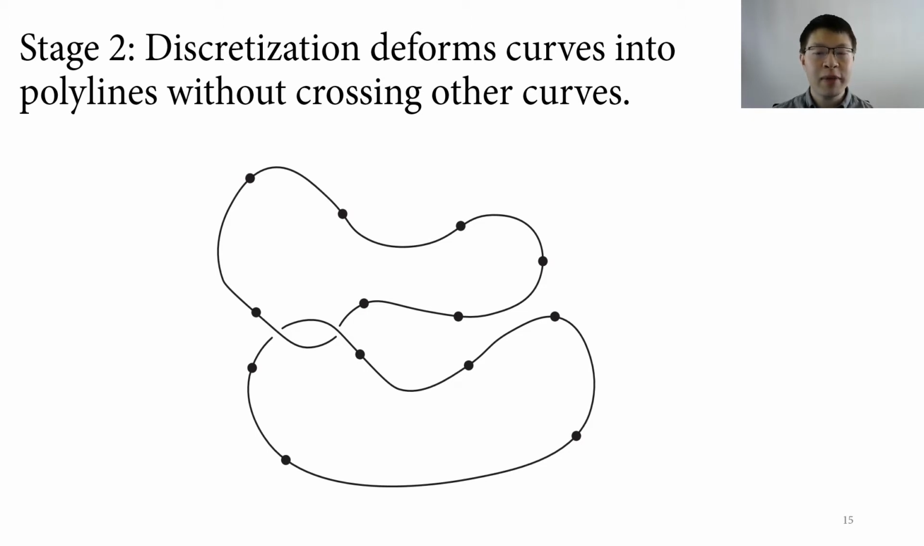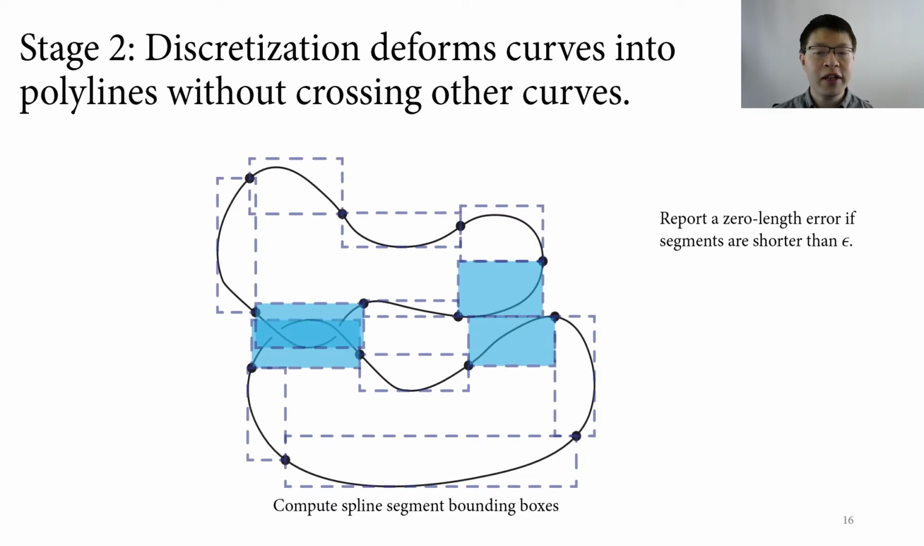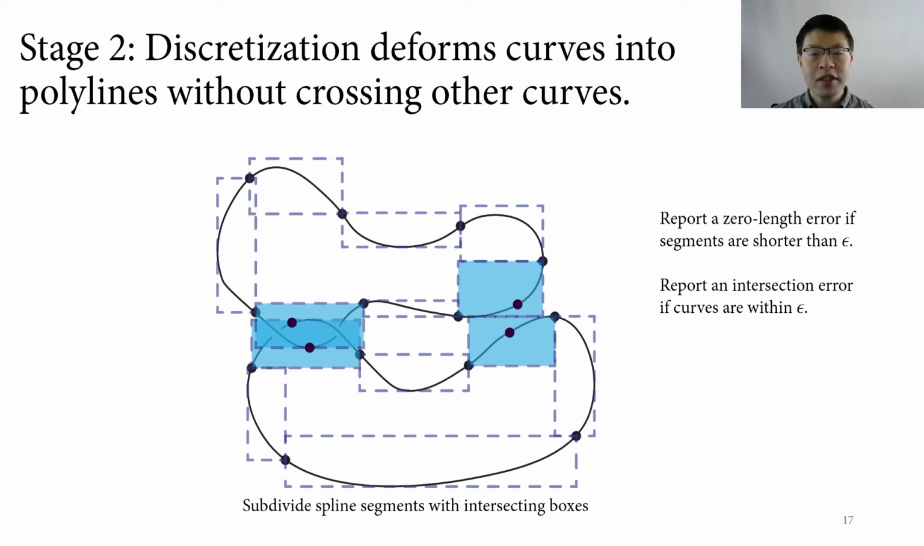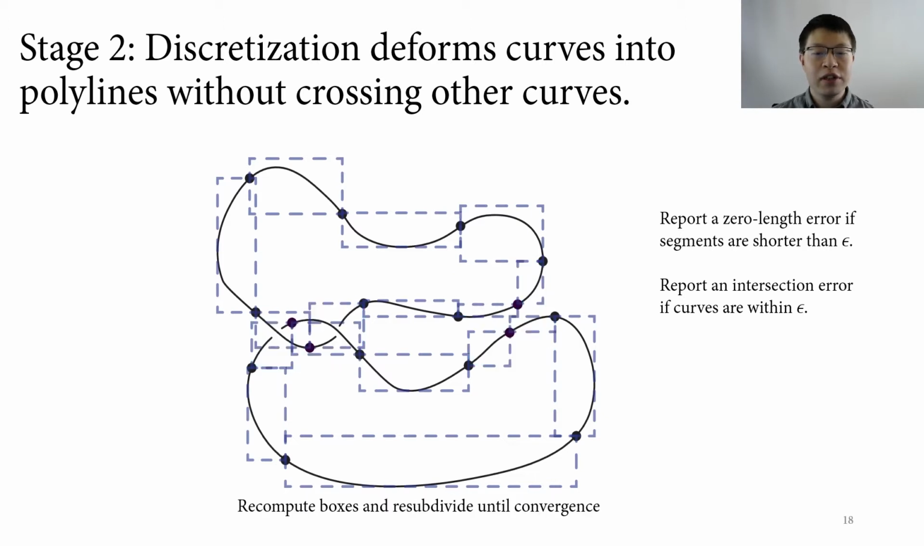The second stage is discretization to convert the curves into polylines. We start with a segmented curve and compute 3D bounding boxes around each segment. At this stage, we detect any zero-length segments because our method does not handle them, so the user can throw them out and retry. For any boxes that overlap with those of other curves, we simply subdivide their segments into two and then repeat this procedure until no more boxes overlap. This procedure terminates quickly if the curves do not intersect, and if they intersect, the boxes shrink to machine epsilon in size and we simply return with an error.